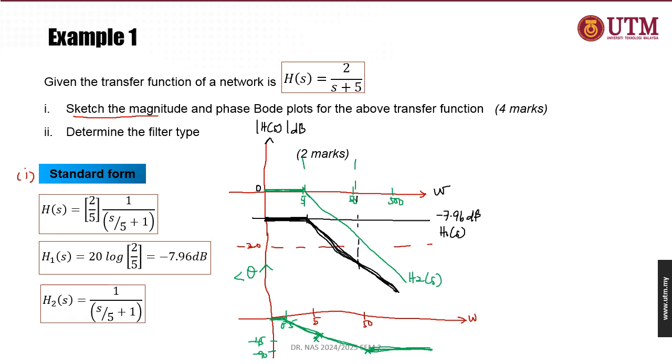All right, so the second question asks you what type of filter this is. From the given transfer function or from the filter response, you can estimate that the shape of the filter is something like this. So this is basically a low pass filter.